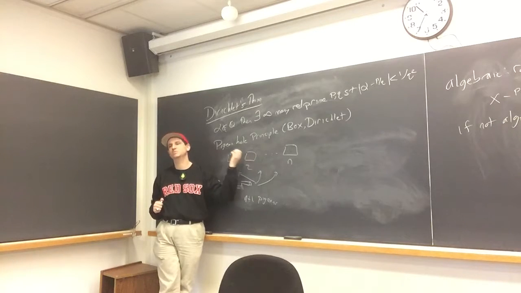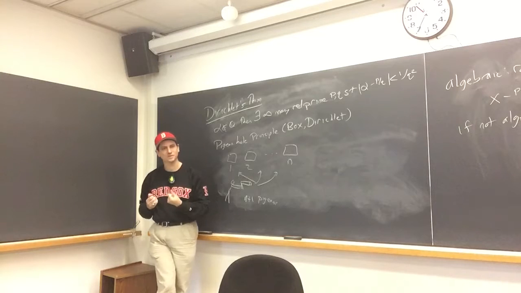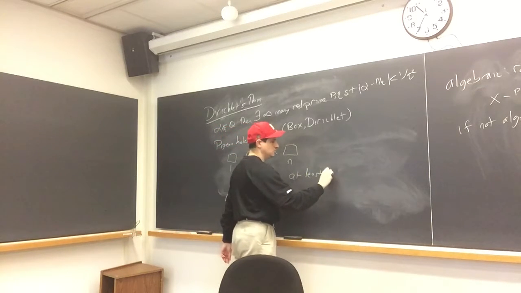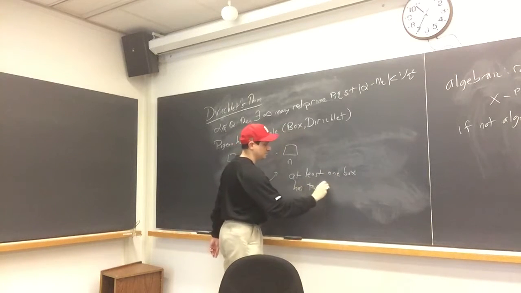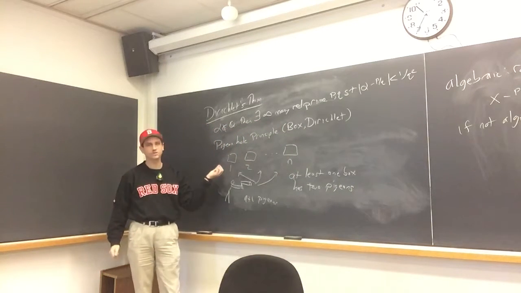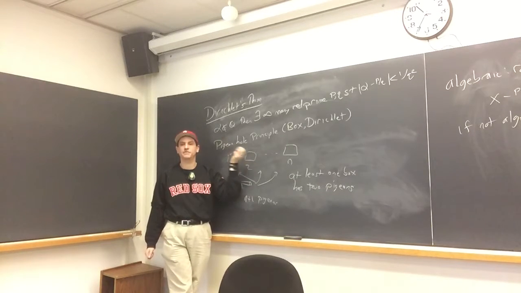What can you tell me must be true? Yes? At least one box will have 2 pigeons. Good. At least one box has 2 pigeons, because if not, then each box has at most 1 pigeon, and that can only account for n pigeons. Another way of looking at this is at least one box has the average number of pigeons per box.